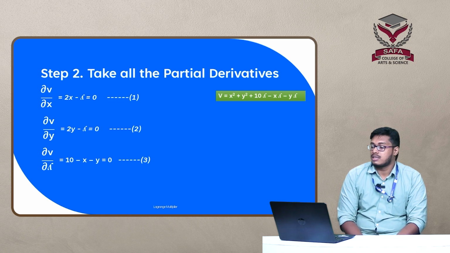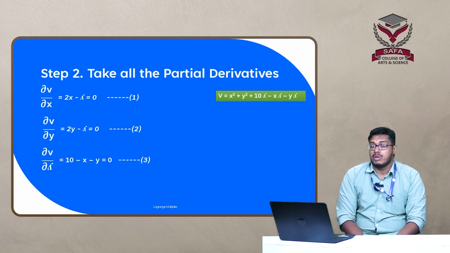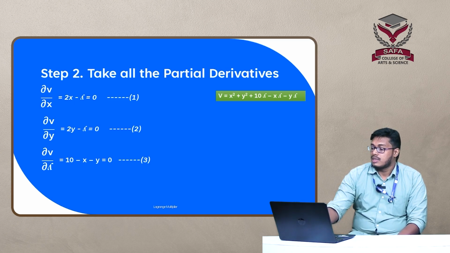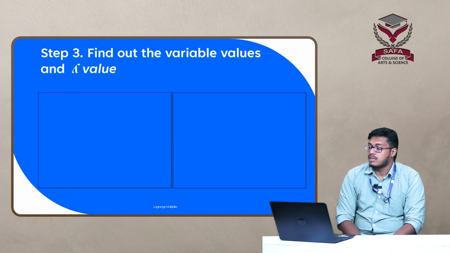In the same way, the second equation will be created. Dou v by dou y is equal to 2y minus lambda is equal to 0. And the third equation is dou v by dou lambda, the partial derivative of v with the lambda. Then this is equal to 10 minus x minus y is equal to 0. We take all the partial derivatives. Then the next step, the third step, is find out all the variable values and the lambda value.